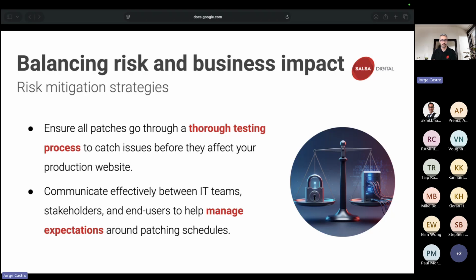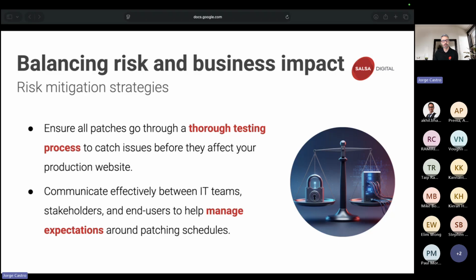Is it going to take the website down? For how long? Understand all of those variables and work with your business to minimize the impact to their operations. Set some expectations. You could have scheduled maintenance windows. You can provide updates on the progress if it's something that's going to take really long. So once it's finished, it's back to business as usual.